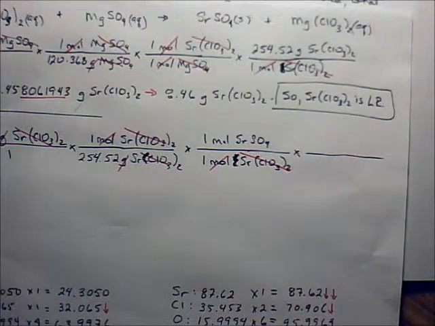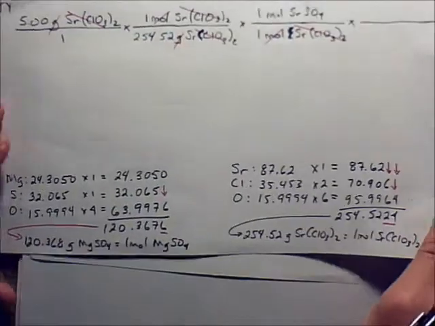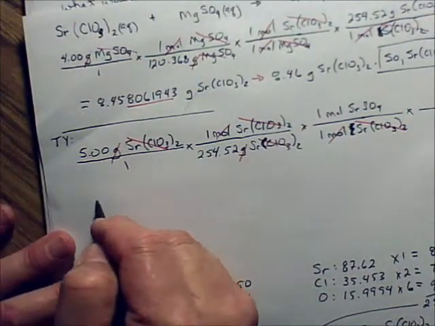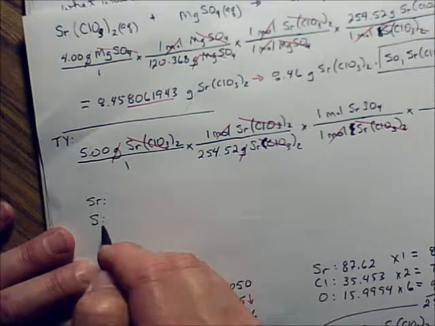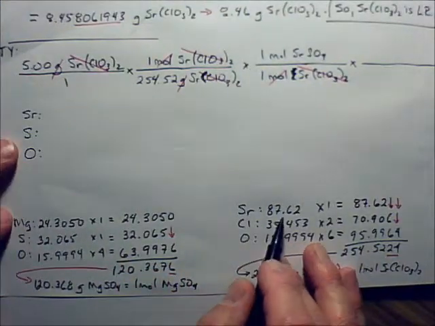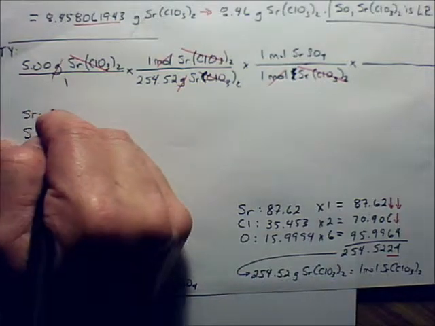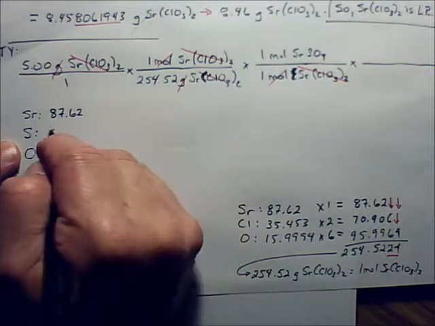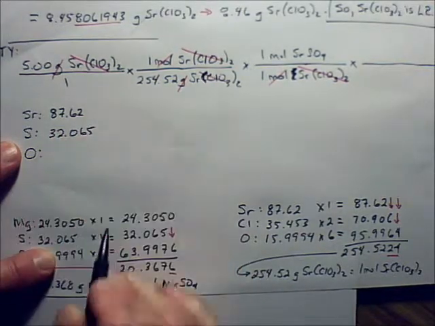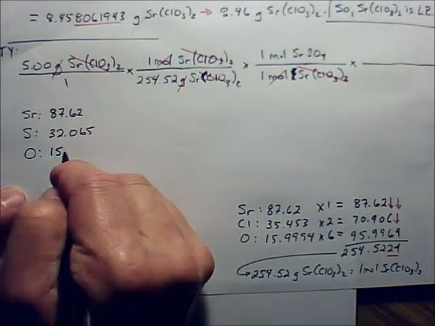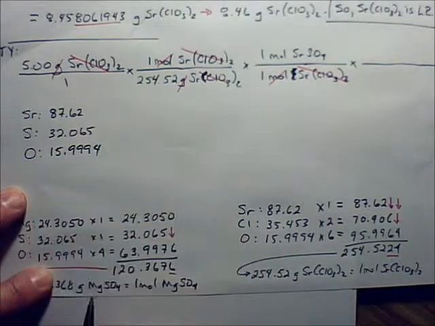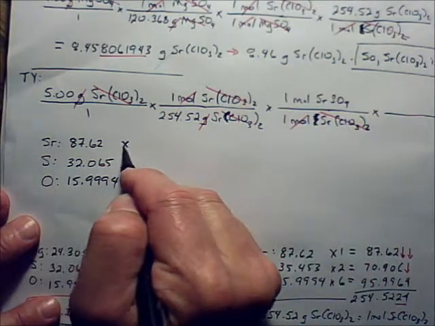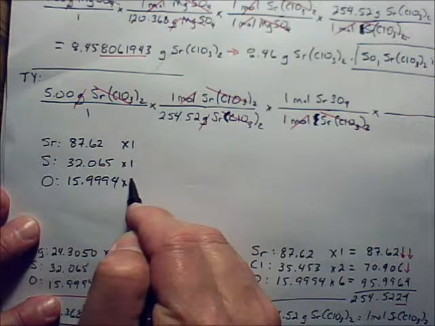And for that, we're going to have to calculate another molar mass. We have not already calculated the molar mass of strontium sulfate. We need to do that. So strontium and sulfur and oxygen. We've already looked those up. Strontium is 87.62. And sulfur we looked up here, 32.065. And oxygen we know is 15.9994. And in the formula we have 1 strontium and 1 sulfur and 4 oxygen. So we need to multiply this by 1, and this by 1, and this by 4.